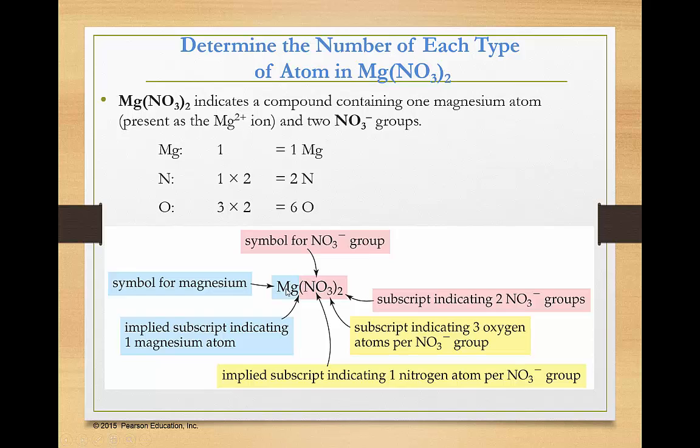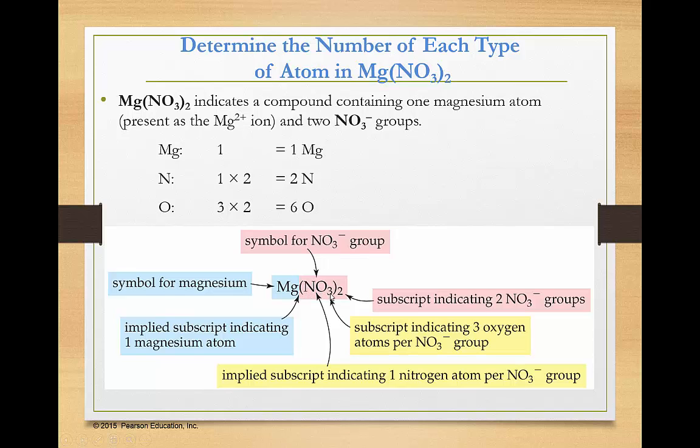So if I break down this formula, let's look at each part. Let's look at the magnesium first. Here's one elemental symbol for magnesium. Now I have no parentheses, so I don't have to worry about multiplying through by anything. I just look for its subscript. There is no subscript, so that's an implied one. So magnesium, I have one of those, one magnesium.